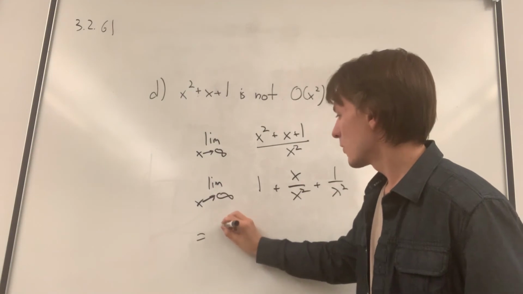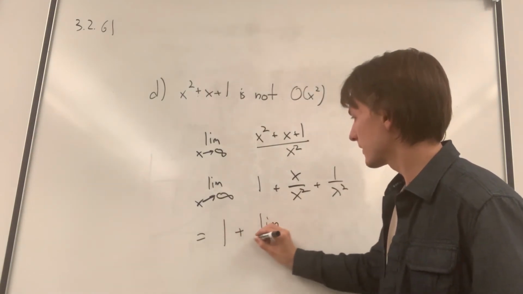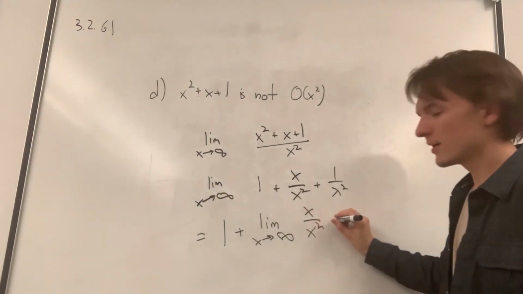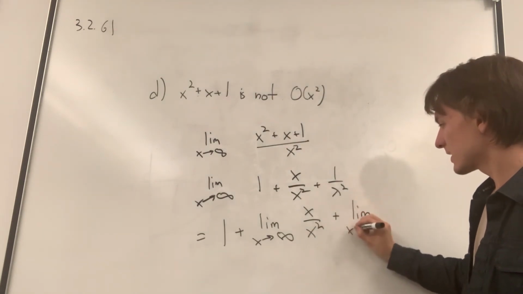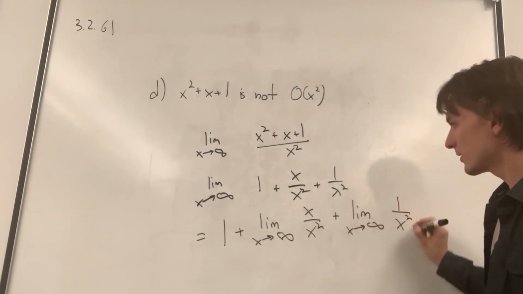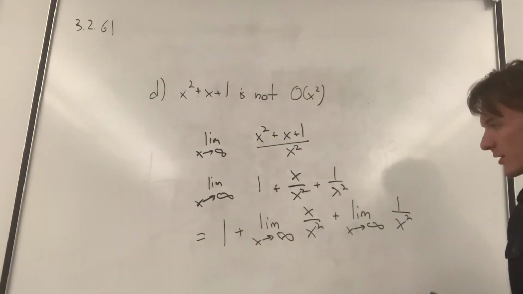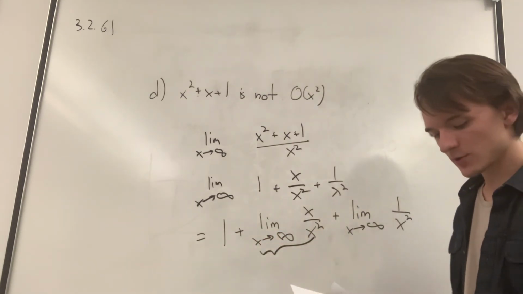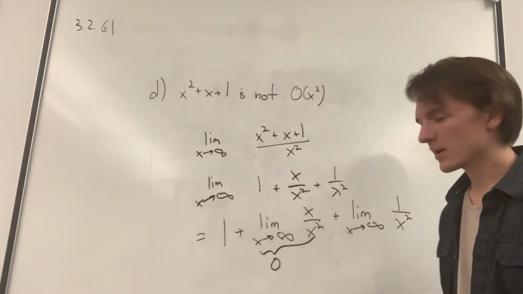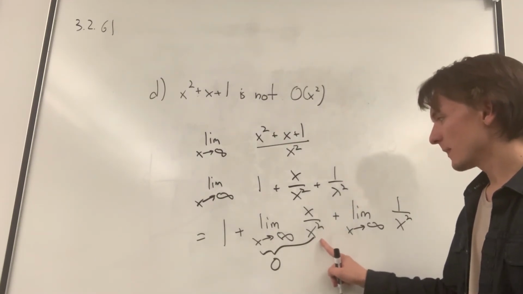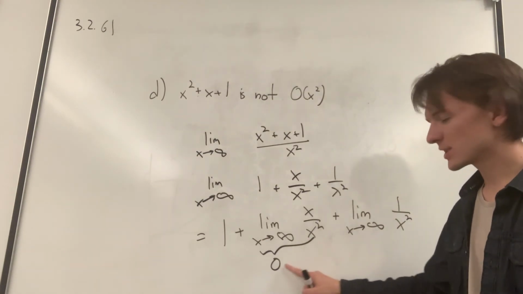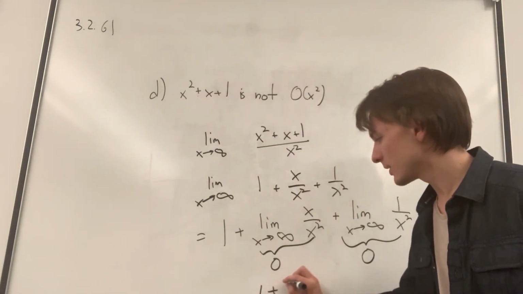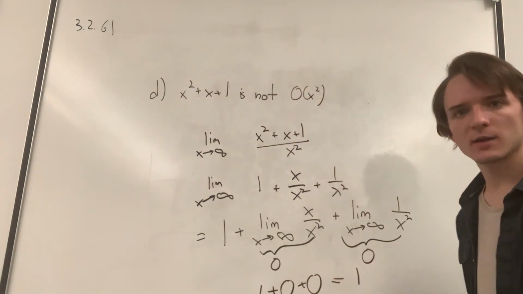And we get 1 plus the limit x to infinity of x over x squared plus the limit as x goes to infinity of 1 over x squared. We simply split this into multiple parts. Now, of course, the limit of this portion of the solution simply goes down to 0, right? Because infinity divided by a faster growing infinity just gets us 0. This goes to 0 as well. And we're left with 1 plus 0 plus 0, which is simply 1.